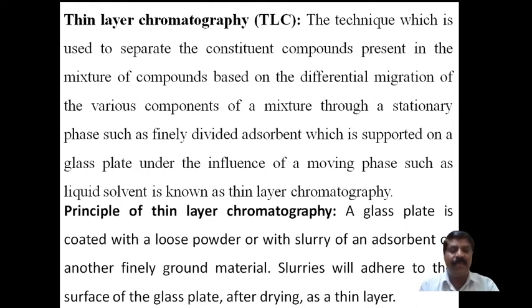Suppose silica gel is used. Silica gel is stirred with a particular solvent to make a slurry, and the plate is dipped in it so that a fine, uniform coating takes place. The plate is then dried, and a permanent fixing takes place on the glass sheet, which becomes our stationary phase as a thin layer. Thin layer means nothing but adsorbent powder or adsorbent slurry coated on a rectangular piece of glass.